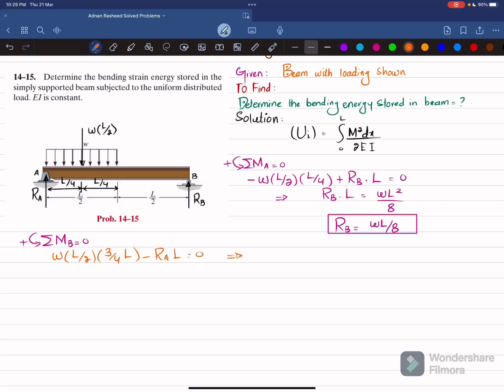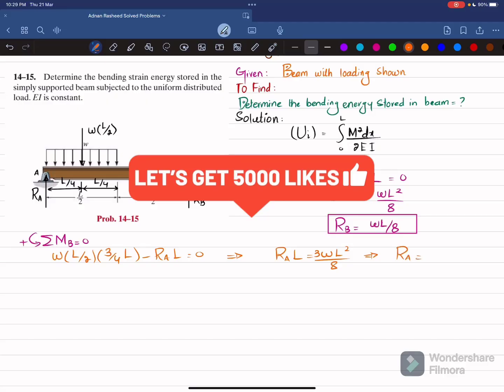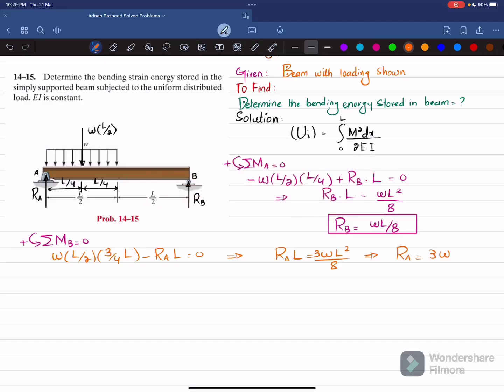So from here you will get RA into L will be equal to 3WL square over 8. So from here you will get RA will be equal to 3 times WL by 8. So this is the reaction offered by this pin support on this simply supported beam.